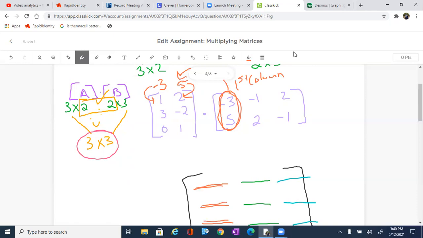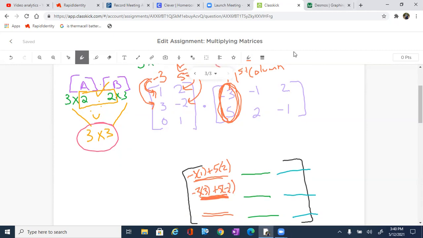And what I do is I just write negative 3 times 1 plus 5 times 2. Now it is still the first column, but I'm going to go to the second row, and that's going to bring me to the second row right there. And I'm just going to write negative 3 times 3 plus 5 times negative 2.